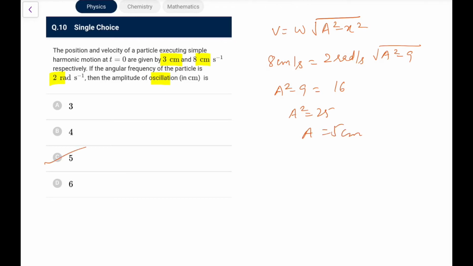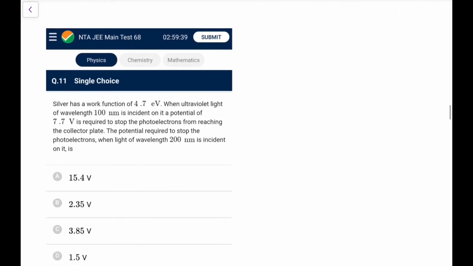So you can go for this. This is the regular question. Amplitude would be 5 centimeter here.